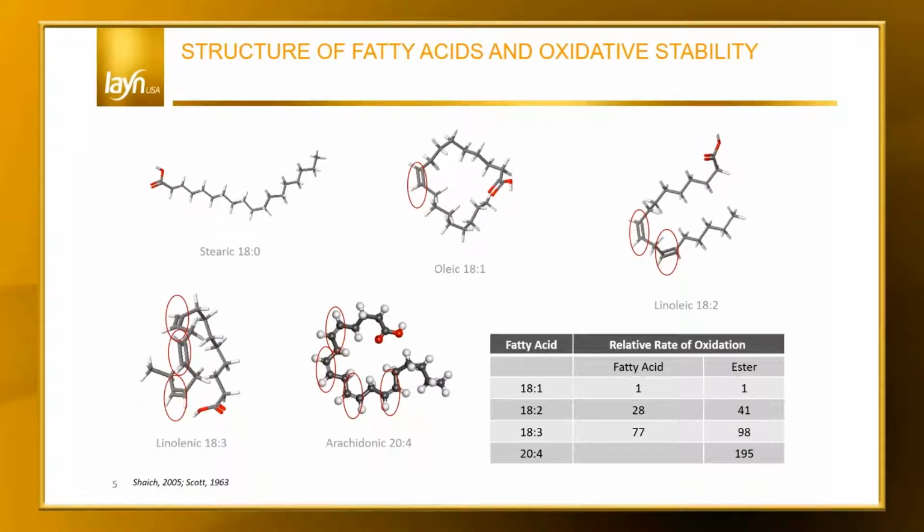Lipid oxidation depends heavily on the structure of the fatty acids making up fats and oils. The higher the number of double bonds, the higher the sensitivity to oxidative processes. We can see on the table that fatty acids with 1 to 3 double bonds oxidize at the end 77 times faster than oleic acid, which contains just a single double bond.